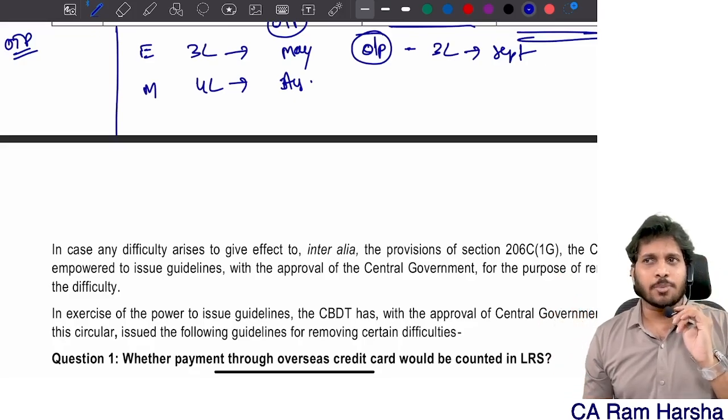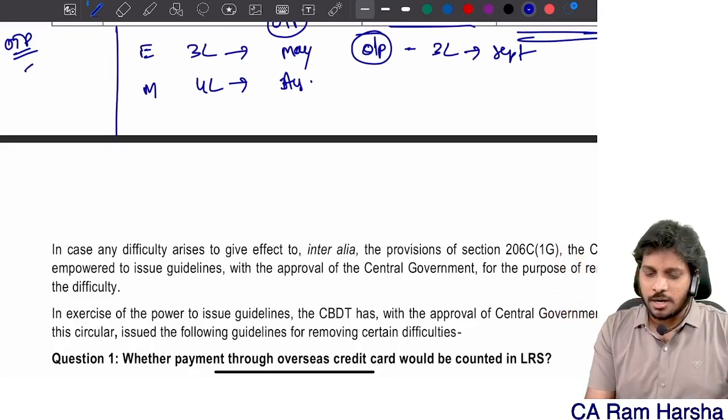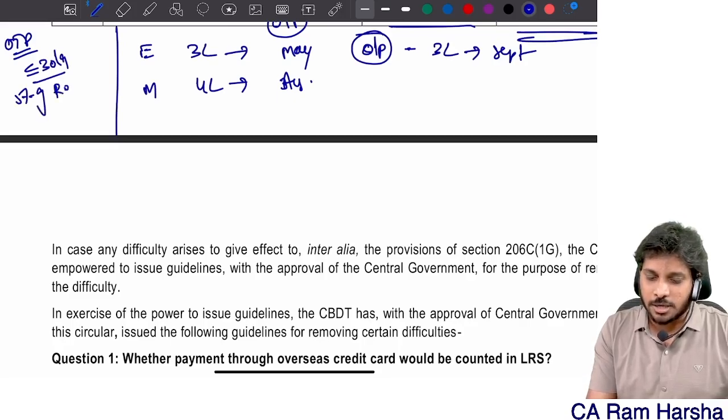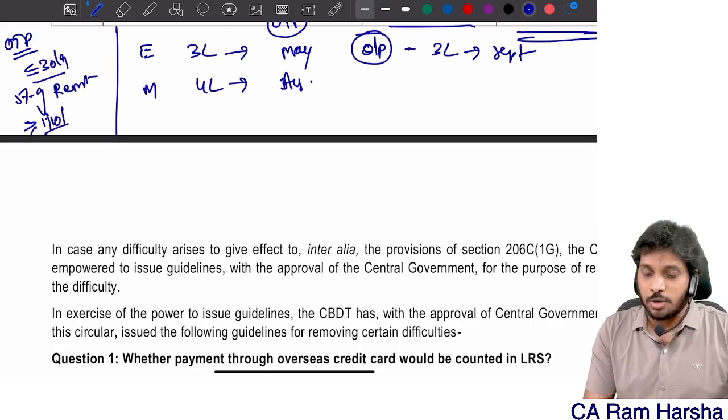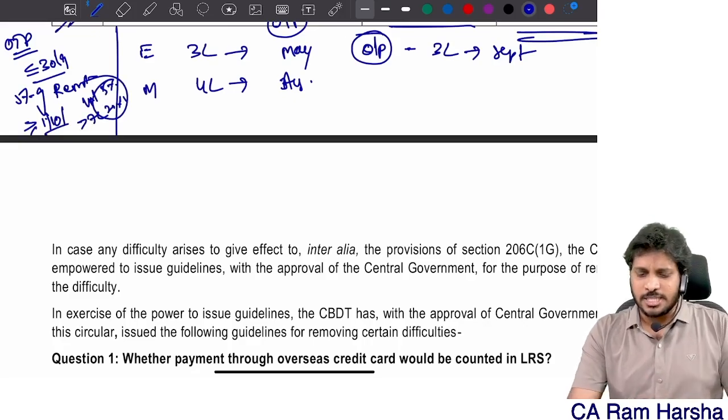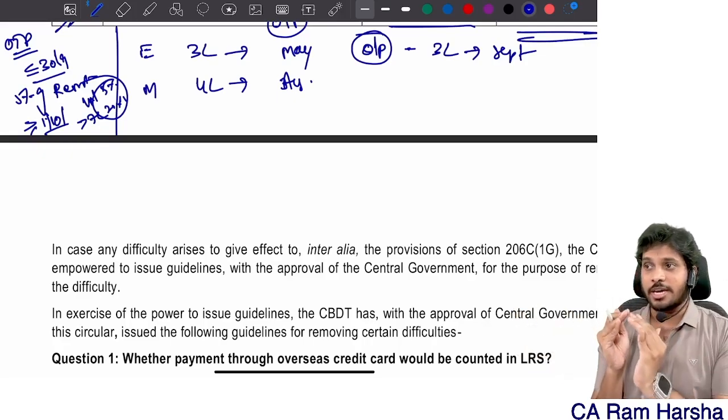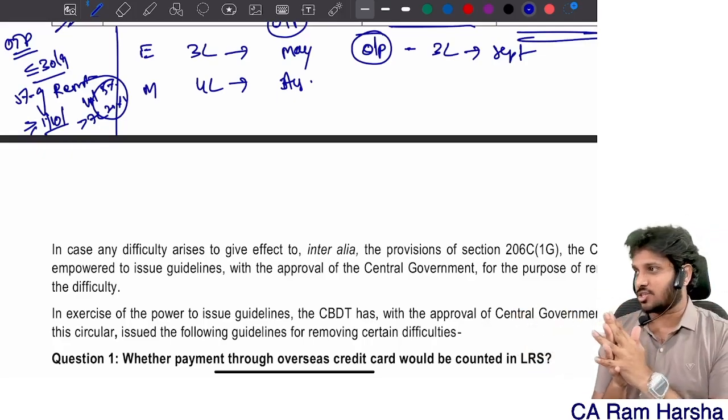For overseas tour package, which rate should you apply? If the remittance is on or before 30th September, straight away 5% of the remittance. If it is on or after 1st October, then up to 7 lakh 5%, beyond 7 lakh 20%. This is the only thing. So this is a separate category. Ignore it. Now I am talking about other than overseas tour package.